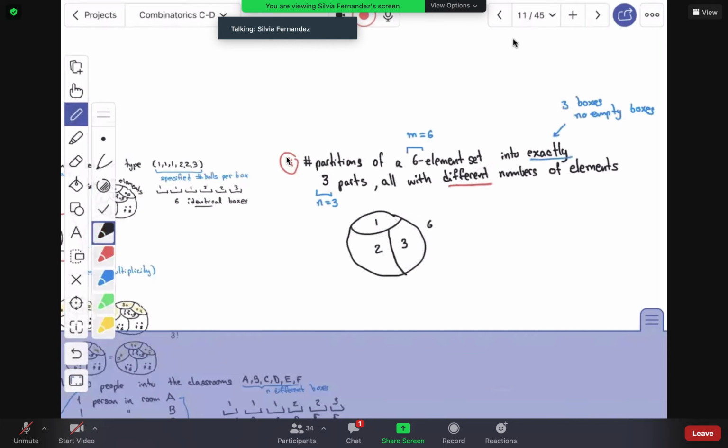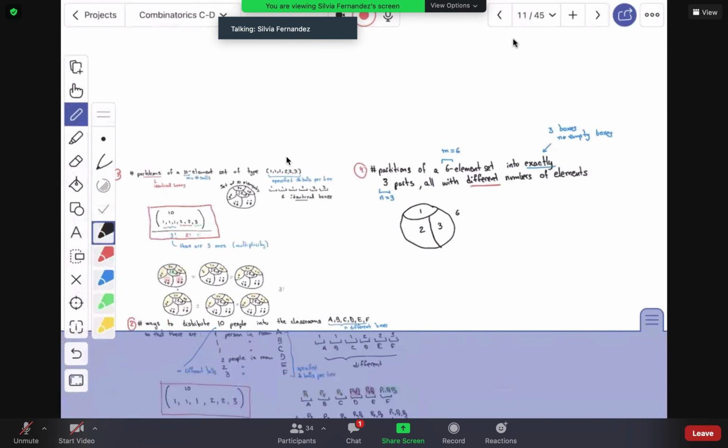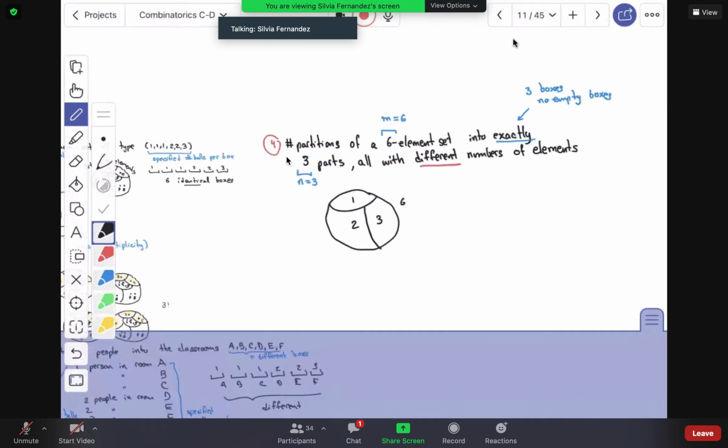Yeah, so that's the only partition. So because it is the only partition, then I will have a similar answer to what I had before. So that would be 6 choose 1, 2, 3, divided by 1 factorial, 1 factorial, 1 factorial.